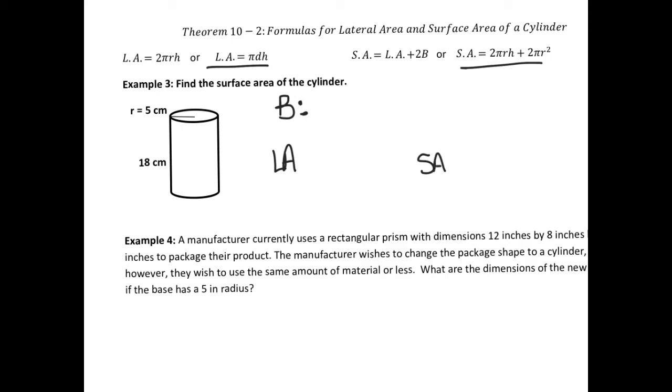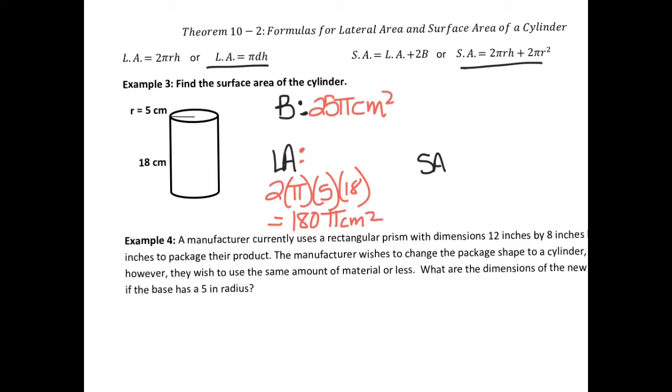So the area of the base. And I'm going to keep my answer in terms of pi because that makes our life easy. So the area of the base, well, it has a radius of 5. So 5 squared is 25 pi centimeters squared. The lateral area, 2 times pi times my radius times my height. 2 times 5 is 10, times 18 equals 180 pi, my units, centimeters squared. Now I'm going to find the surface area. So the surface area, remember, is 2 times the area of the base, which would give me 50 pi, plus the lateral area, 180 pi, so it equals 230 pi centimeters squared.